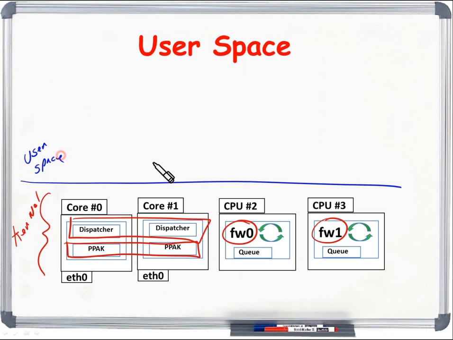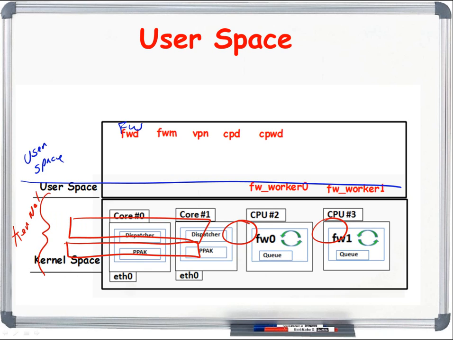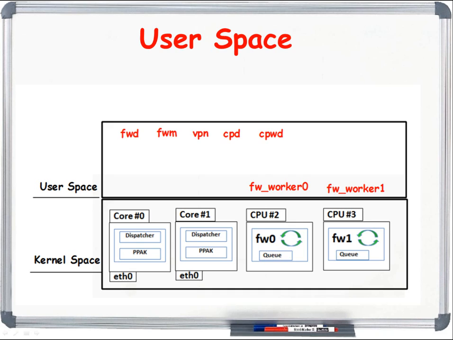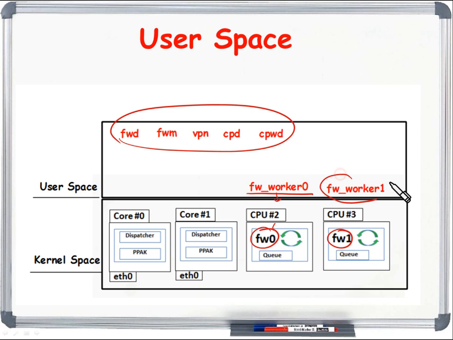And at the user space level, this is where we have our firewall daemons, our FWD daemon, our FWM daemon, VPN daemon, etc. I have another diagram here to help us clarify this a little bit better. And so all these daemons have to communicate to the firewall instances, firewall instance 0 and firewall instance 1. Now at the user space level, we run a user space process called the FW worker 0. FW worker 0 is a process at the user space level that represents the firewall kernel instance at the kernel level. And FW1 worker is the firewall worker that represents the instance for firewall 1 instance.